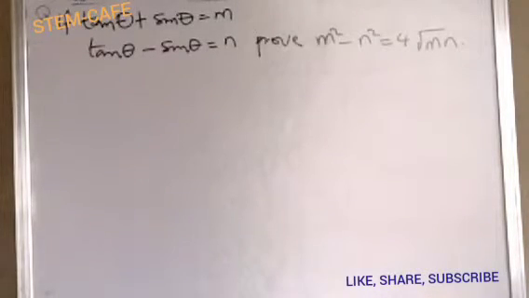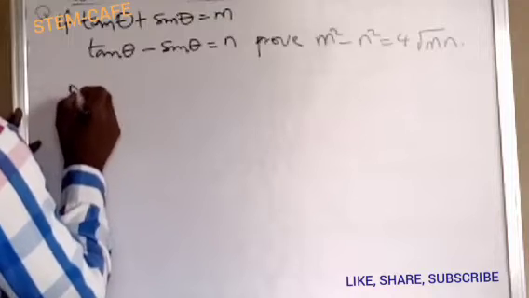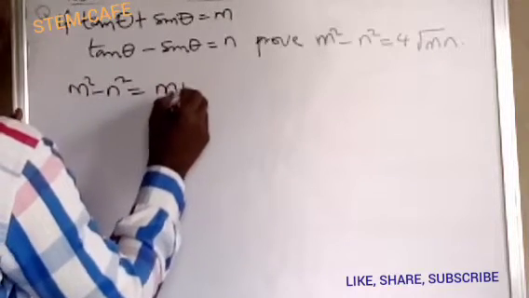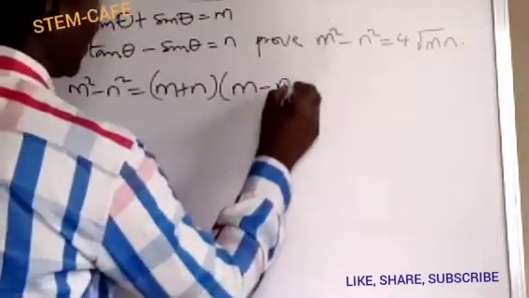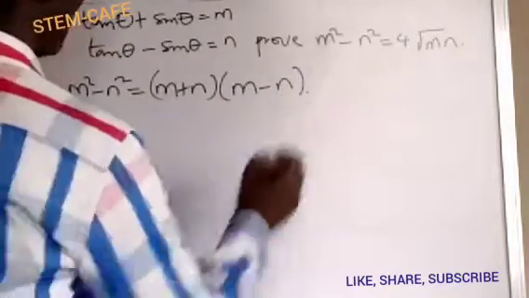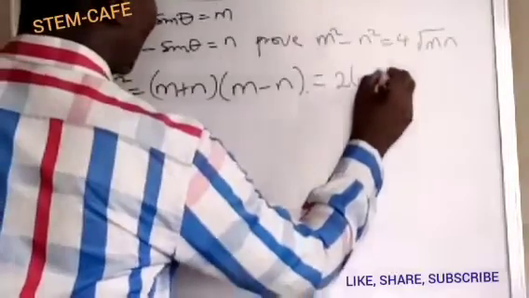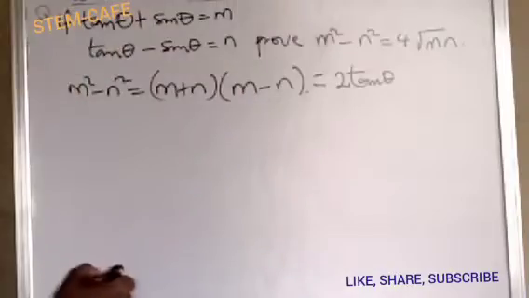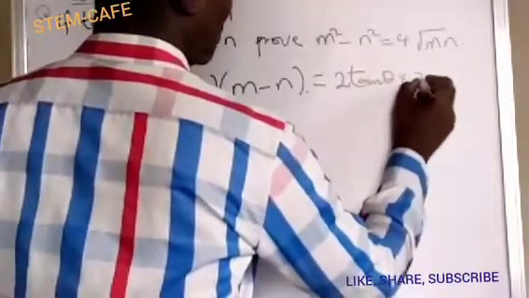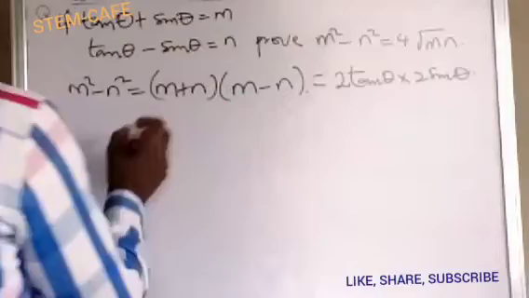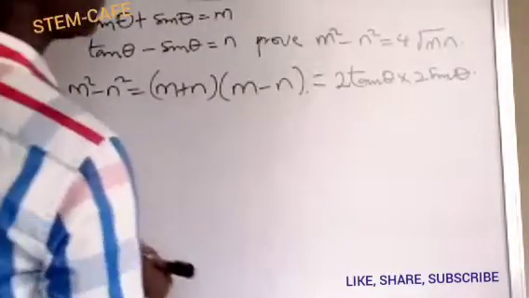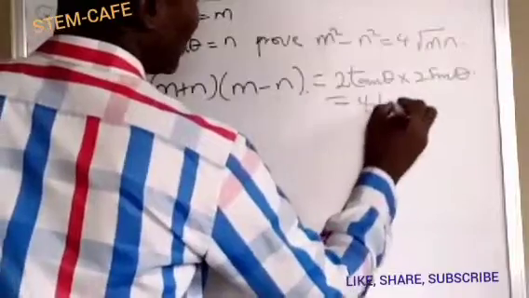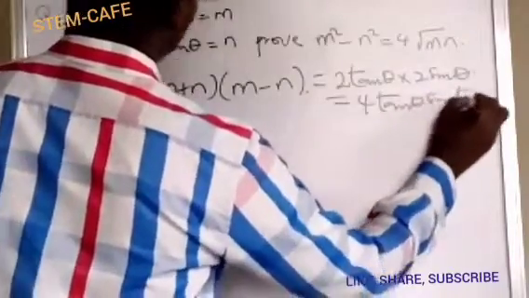If tan theta plus sin theta equals m, tan theta minus sin theta equals n, prove that m squared minus n squared equals 4 root mn. So m squared minus n squared is going to give us m plus n into m minus n. When we add m plus n, it will give us 2 tan theta. m minus n is going to give us 2 sin theta. So m squared minus n squared is equal to 4 tan theta sin theta.